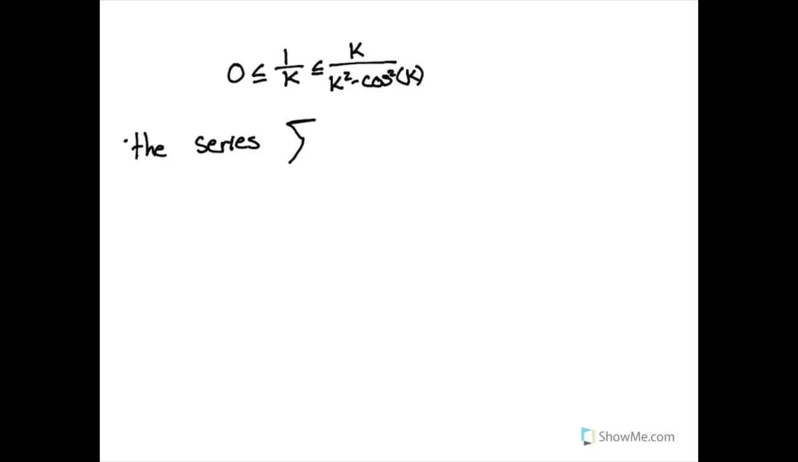Right, so to put it together, we have that 0 is less than or equal to 1 over k, which is less than or equal to k over k squared minus cos squared k. And this time we're looking at the intermediate, or the smaller series, which is just 1 over k, so the series 1 over k.